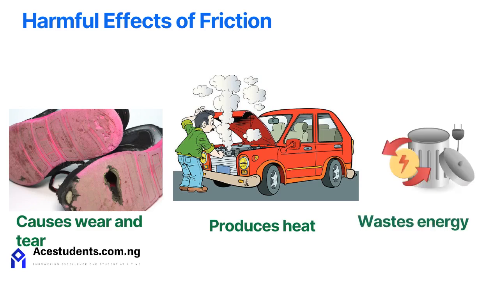Friction causes useful energy to be wasted. Some energy is lost as heat and sound instead of movement. This makes machines less efficient.